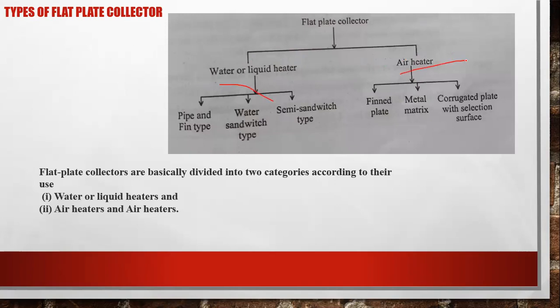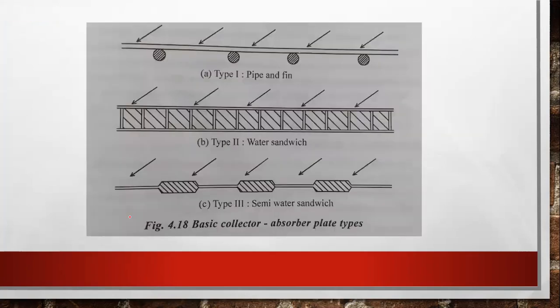In the liquid or water heater, pipe and finned type water is there. Water is present here, and the semi sandwich type is present. Then the air heater has a flat plate, metal matrix, and corrugated material plate with a selective surface. Basically there are two types: the liquid heater and the air heater. Air heater or air heaters, both are the same.